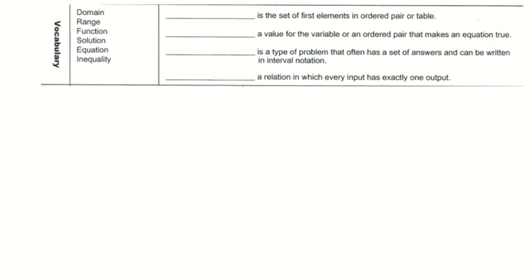Next, vocabulary exercise. Here you have 6 words and 4 blanks. Blank is the first set of elements in the ordered pair table. So if we have something like (1, 2), (-3, 4), and so on, our first element here is going to represent our domain. And so our domain goes up here.